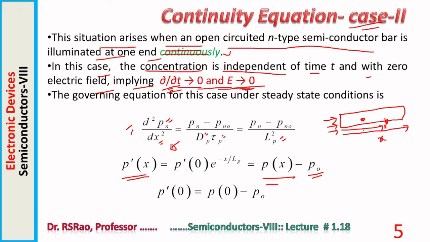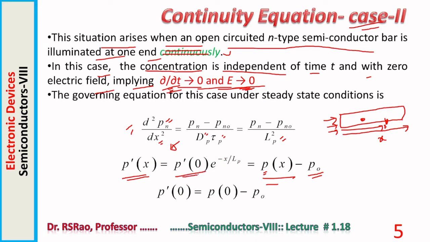The thermally generated one is indicated by P naught, and it is independent of distance. Everywhere it remains the same in the slab. It depends only on temperature. Total P naught plus P prime, these two together are indicated by simply P. This P prime of x is P prime of 0 e power minus x by LP.